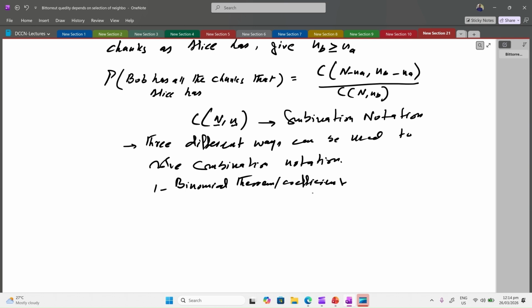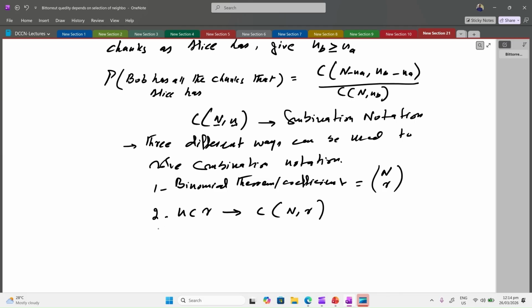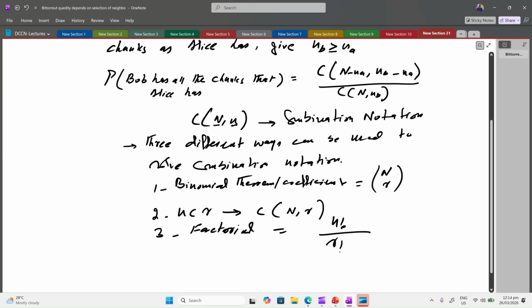which is this nCr, or using the nCr function where n selects r, or using factorial, which is equal to n factorial divided by r factorial into n minus r factorial.